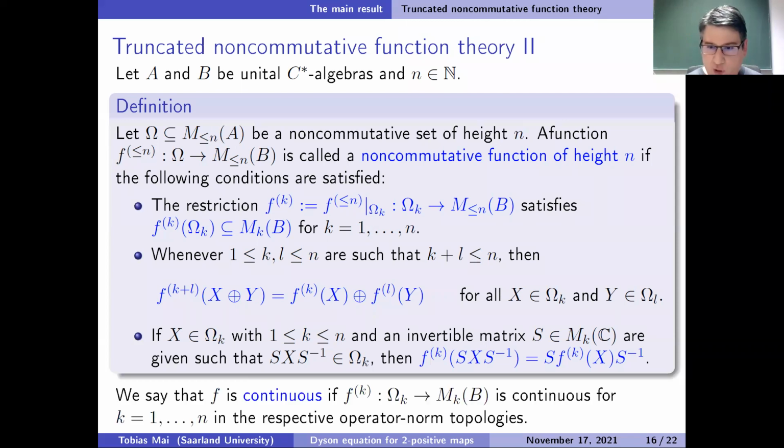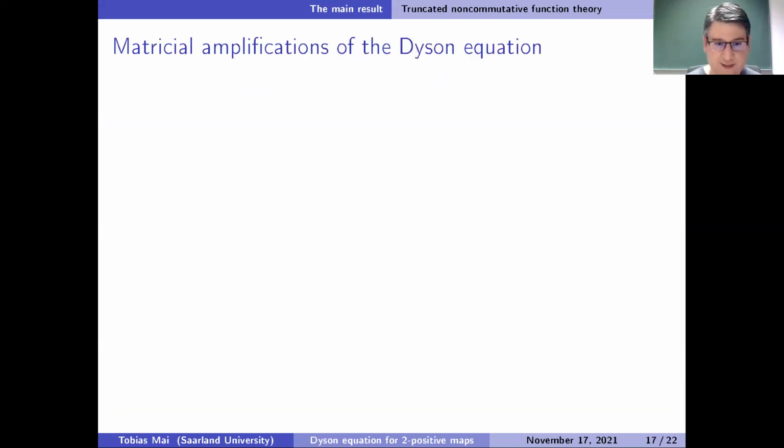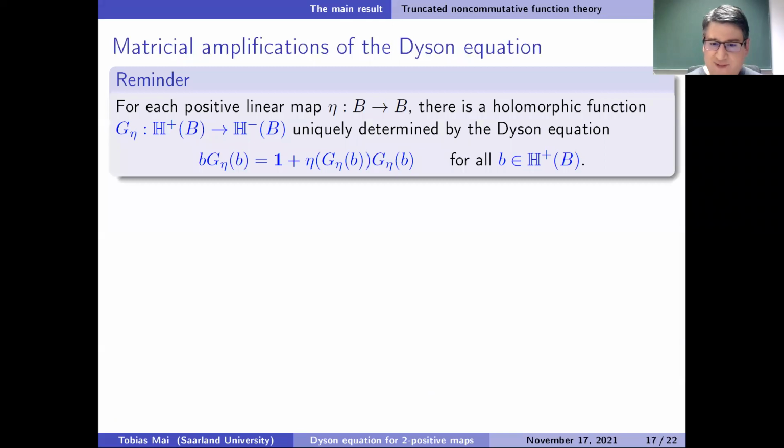And again, we can talk about continuous non-commutative functions of a certain height if the level functions, so the functions defined on the level sets, are continuous in the respective operator norm topologies. So again, this is the usual setup. The only difference is that we truncate the dimension of matrices that we consider. And the reason for this is the following.